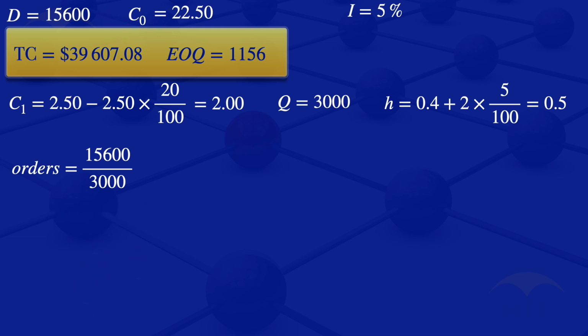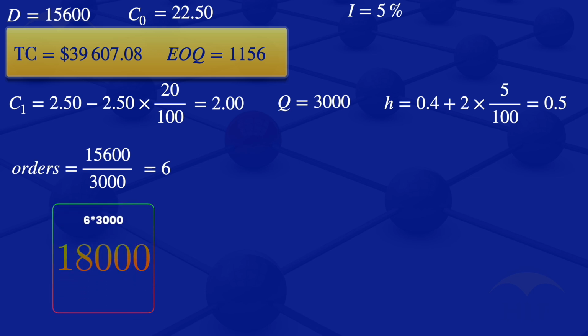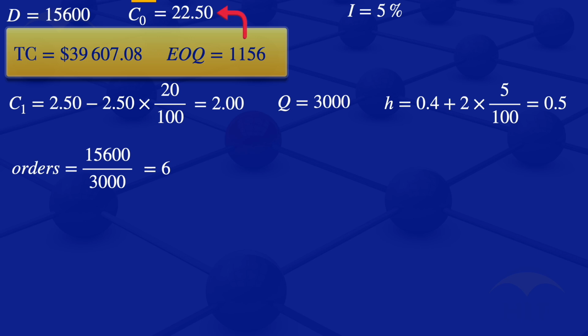So we have to take the ceiling, which is a 6, of which when you make 6 orders, that means we would have a total of 18,000 units, and then we would have a surplus of 2,400. Our ordering cost there is $22.50 per each order. But we are saying that we are making 6 orders.